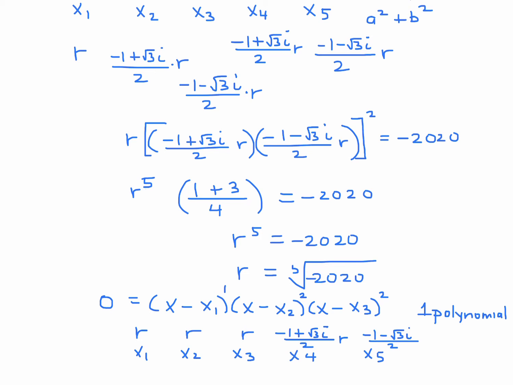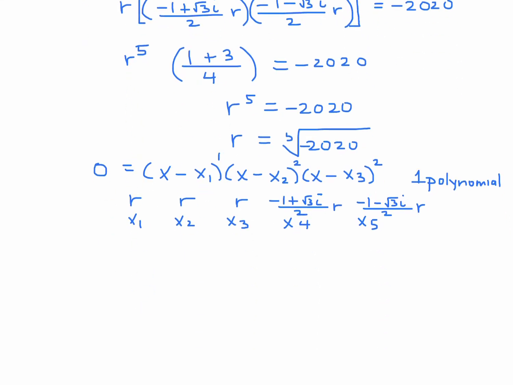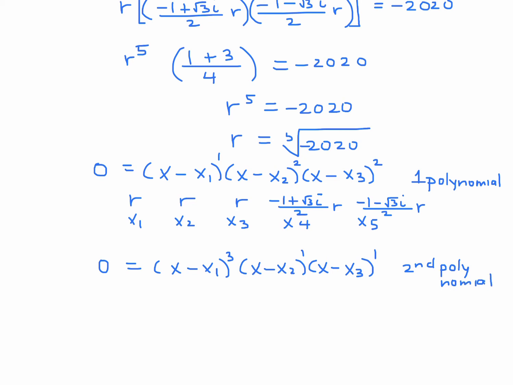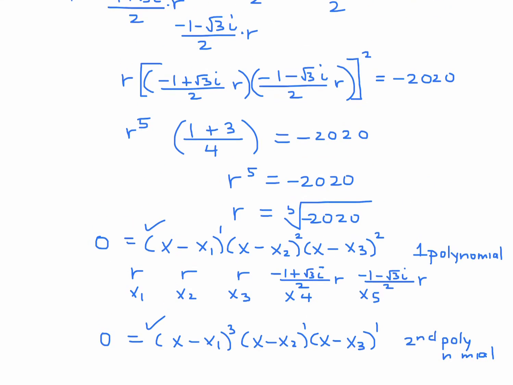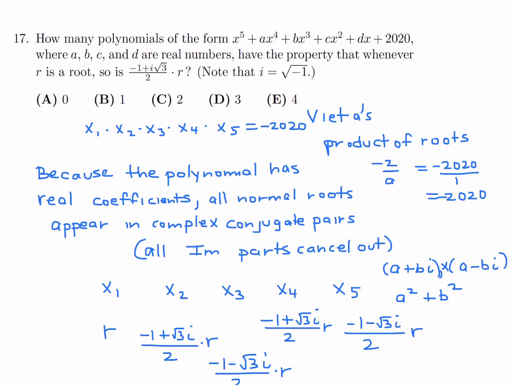So this is also completely valid because this multiplied by that, since they're conjugates, would cancel out, and then you just get r to the fifth. So that would give me 0 is equal to x minus x1 to the third times x minus x2 times x minus x3. And this is the only other way of doing this polynomial. So this is the second polynomial. And therefore, the total number of polynomials I'm able to get are this one and that one, so just 2. So that means number 17, the answer is C.